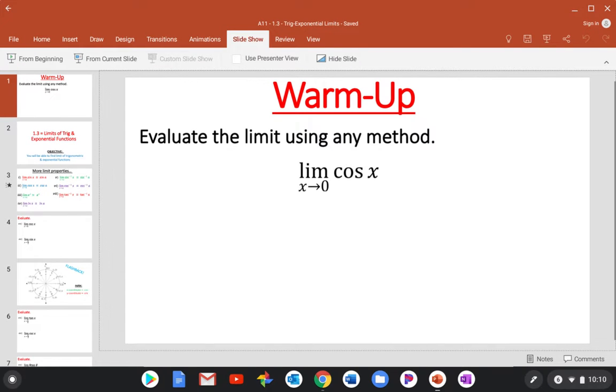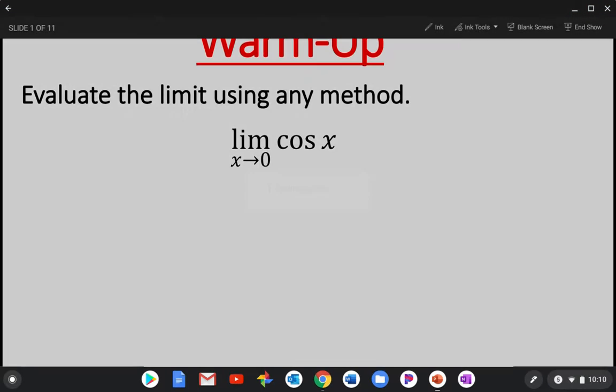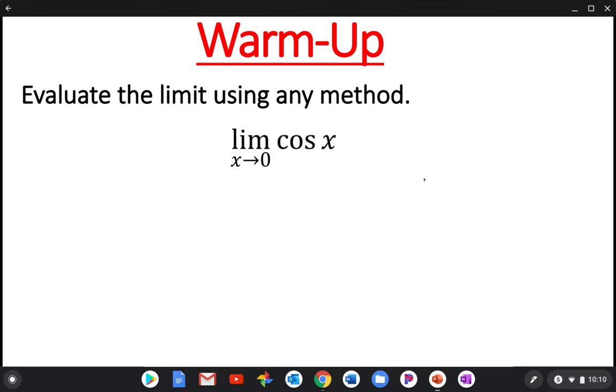All right, today we're going to continue our deep dive into the world of limits. And I want you to start by evaluating this limit as x goes to 0 of the cosine of x. And you can use any method you want. So if you want to use a calculator, look at the graph, you could make a table, or you could try direct substitution. Do that, see what you come up with.